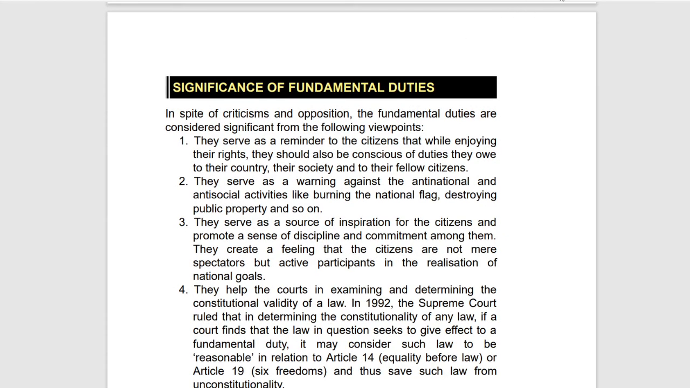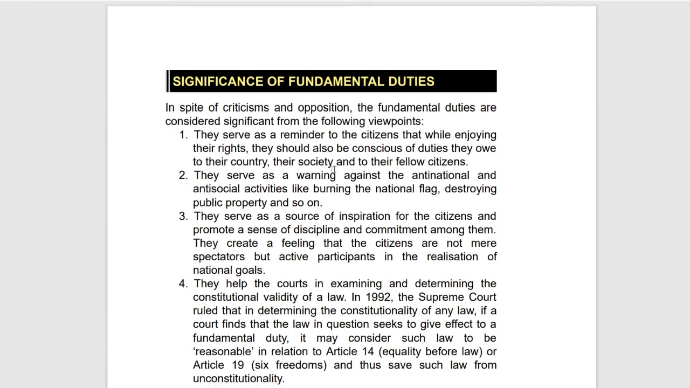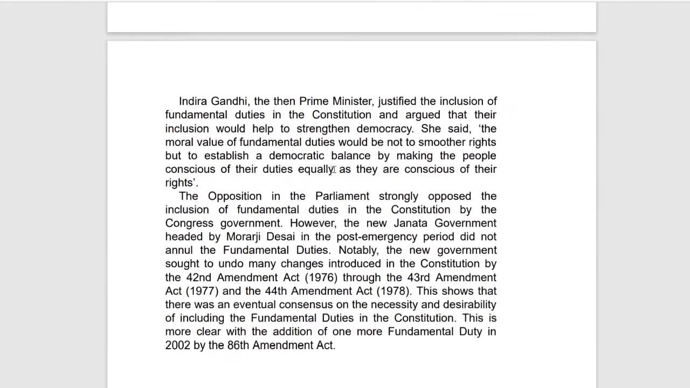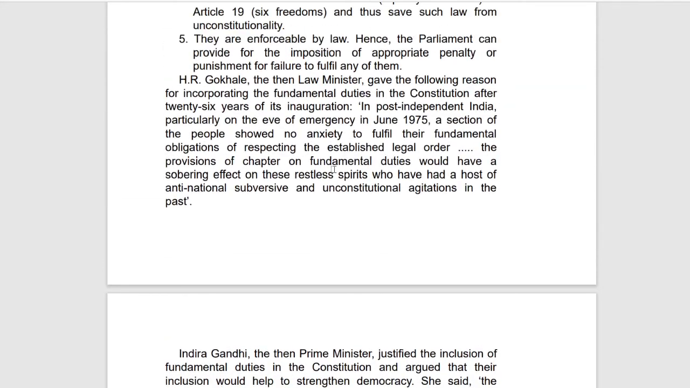Now, significance of fundamental duties, just take one word from here. Now see here, in this part there is a statement of H.R. Gokhale, who was then law minister. All right, now see what H.R. Gokhale says. H.R. Gokhale, the then law minister, gave the following reason for incorporating the fundamental duties in the Constitution after 26 years of its inauguration.